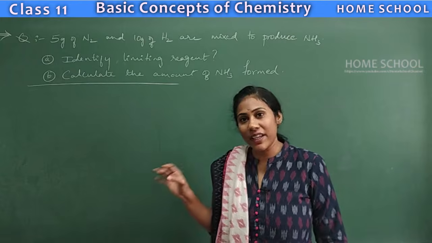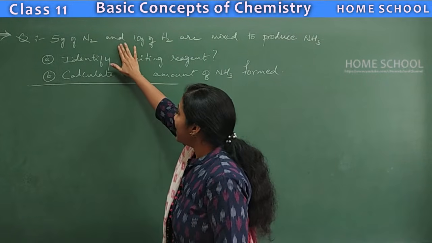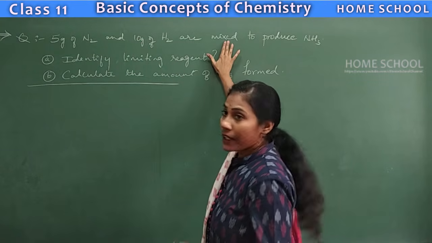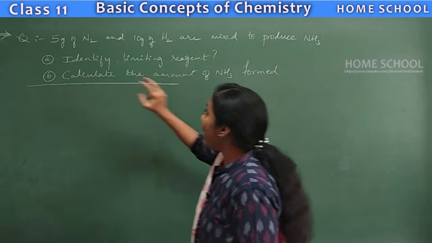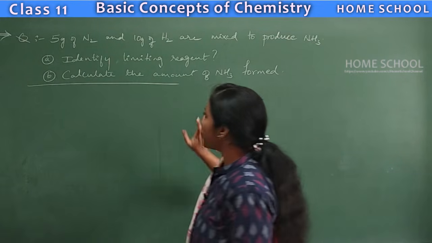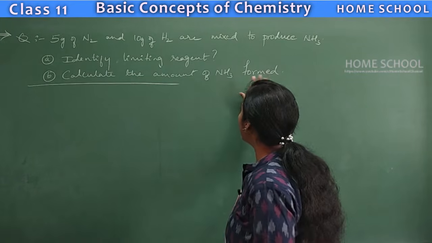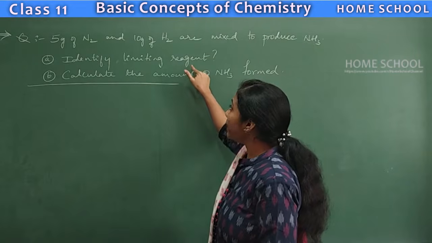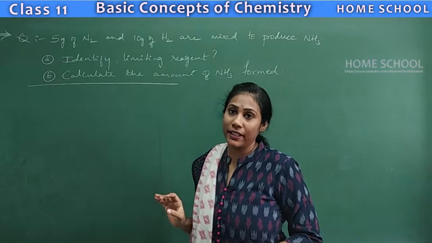See guys, here is a very simple question for you. 5 grams of nitrogen and 10 grams of hydrogen are mixed. When you mix, you will get ammonia. Identify the limiting reagent and also calculate the amount of ammonia formed. So this is the question. First thing is you need to identify the limiting reagent. I will give a beautiful trick to identify.